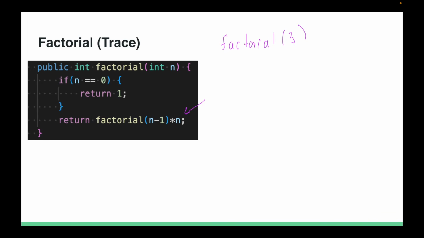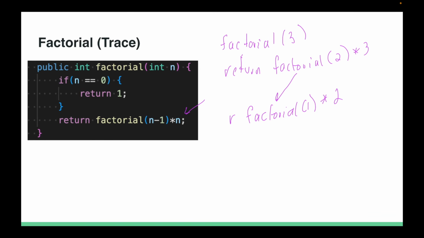So we're going to start with factorial 3. That means that our first return statement is going to be return factorial 2 times 3. And then next, I'm just going to write r for return because it's a bit tedious, we're just going to have return factorial 1 times 2. And then we're going to finish off with return factorial 0 times 1. Okay, and then we can actually work our way backwards because 0 is the base case.